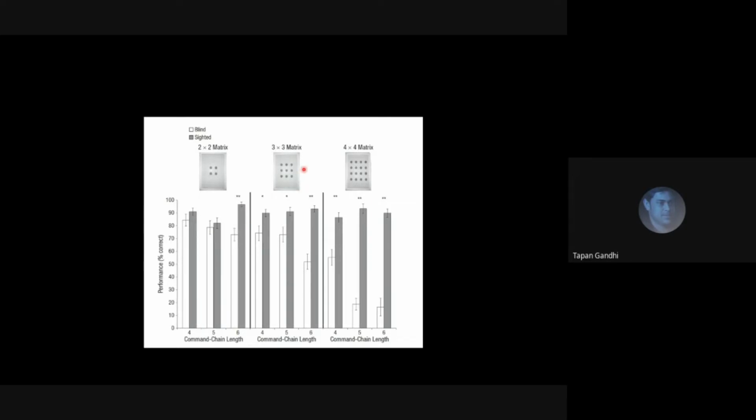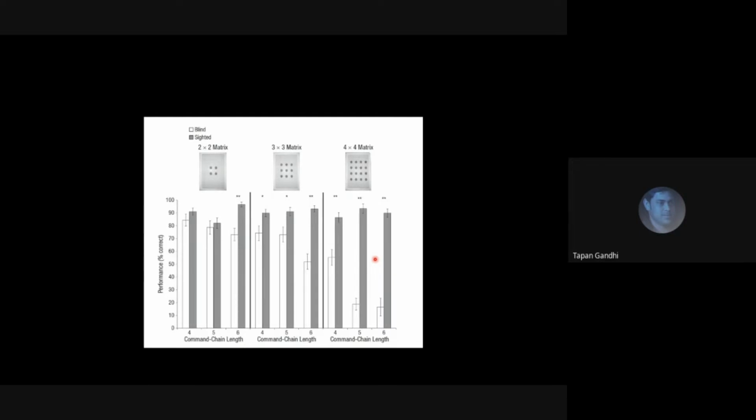Again, in the 3 by 3 matrix, there is a little bit of difference, but not much. But in the 4 by 4 matrix, you can see all are significantly different. That means the blind are doing very poorly in this kind of task compared to their normal control subjects, right? That means I also got convinced that yes, the blind are compromised in this kind of skill.